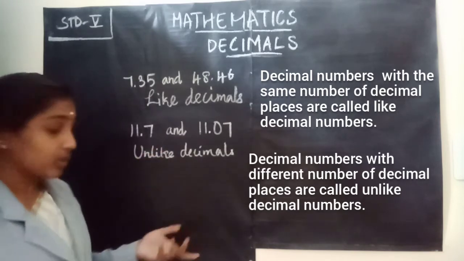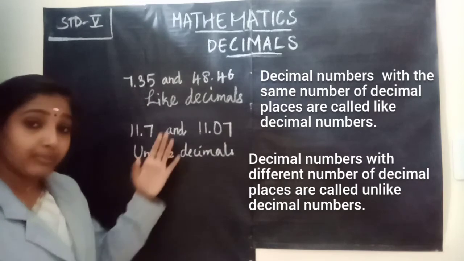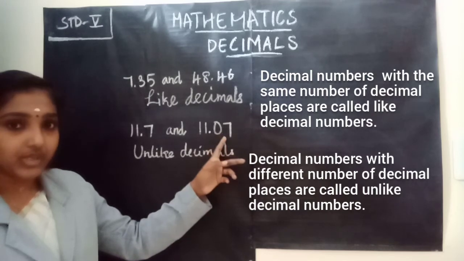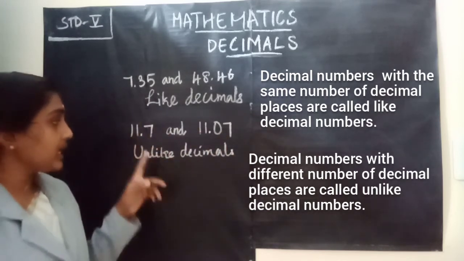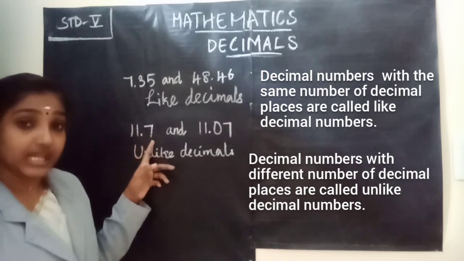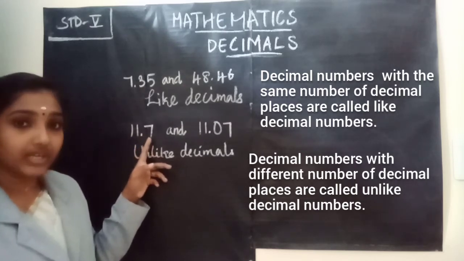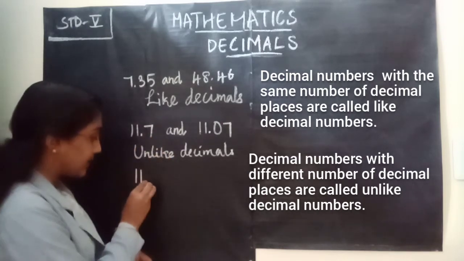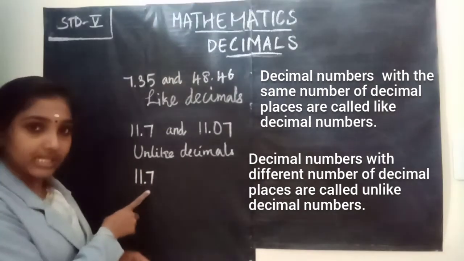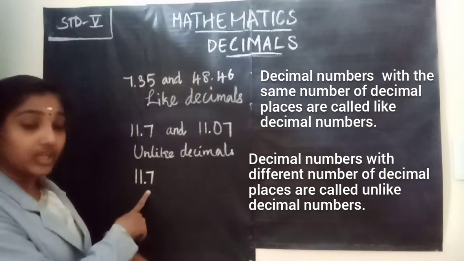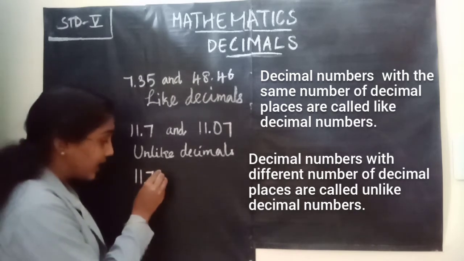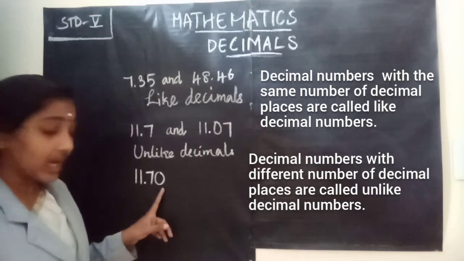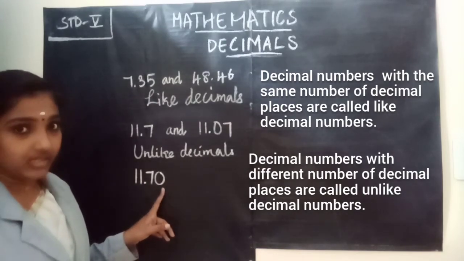For that, here 11.07 has the most decimal places. It has two decimal places. So we can make this 11.7 into a decimal number which has two decimal places. For that, I am writing this 11.7 here, and I am putting a 0 at the extreme right end of this number.